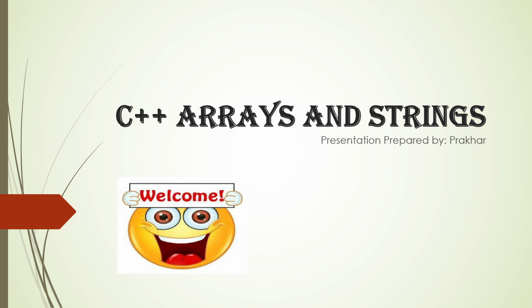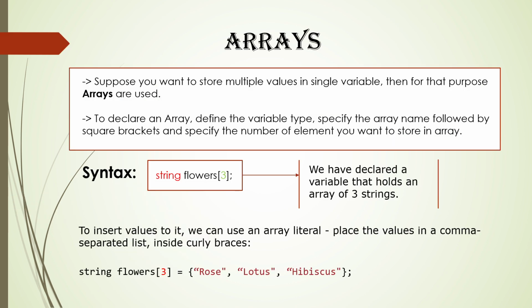Firstly, we will understand what arrays are in C++. So till now, we are storing a single value in a single variable of a particular data type. So suppose we want to store multiple values in a single variable, then for this purpose, we have arrays in C++. Now the question comes, how do we declare an array?